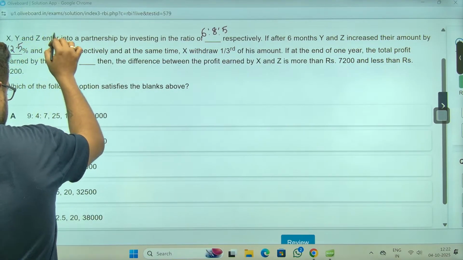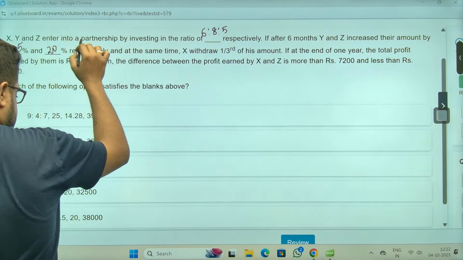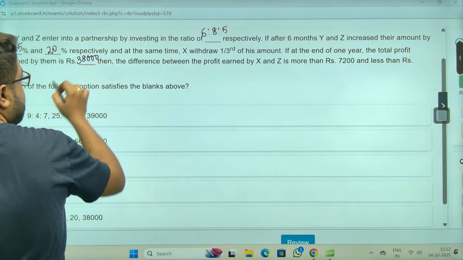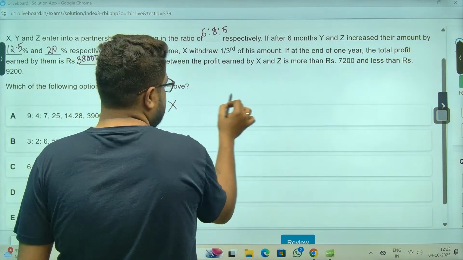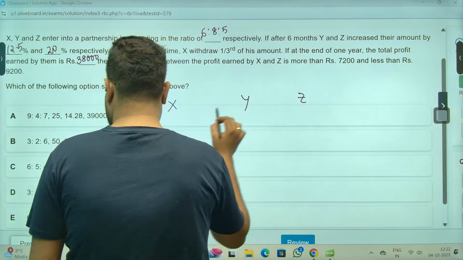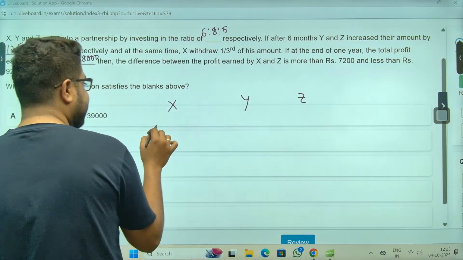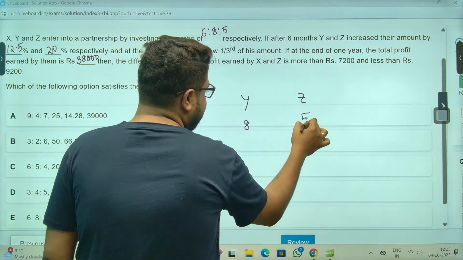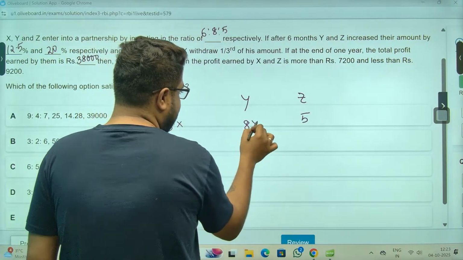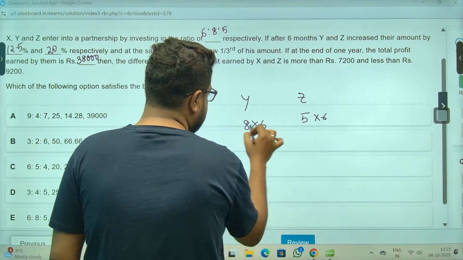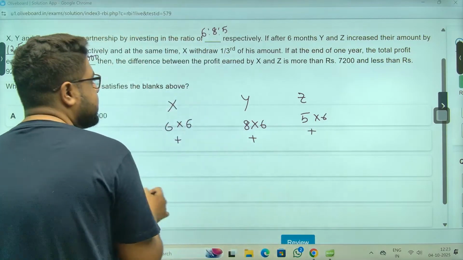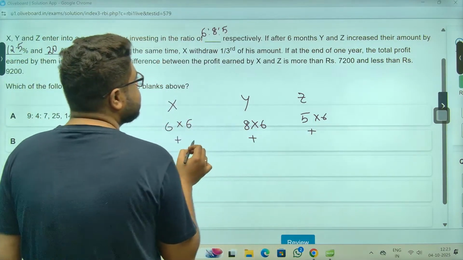12.5, 20, 38,000. Chalo. Let's do the same thing. Again, this will be the last. If this doesn't match, I'll move on. Okay? But again, you got the idea of what is what, sir. You just need to check till you get the right option. There is no other way, so no rocket science here.